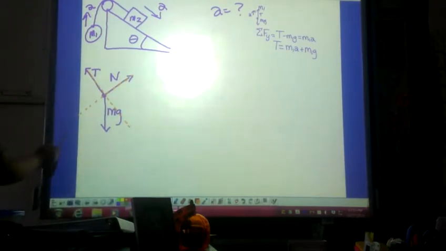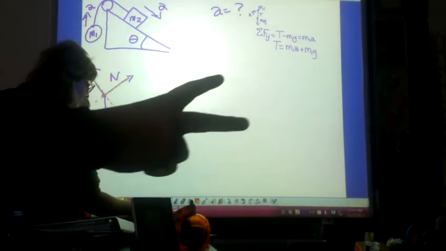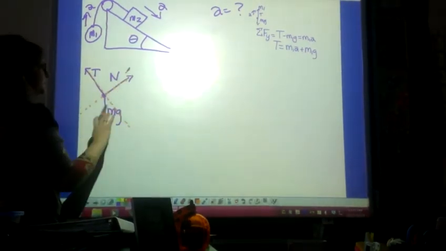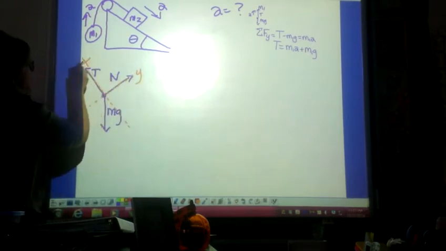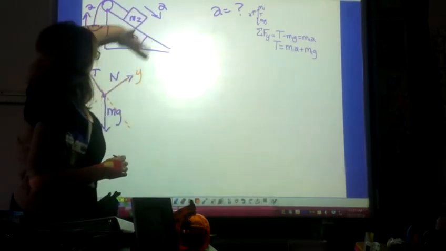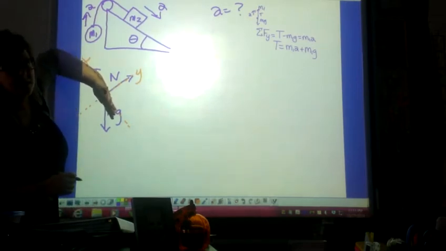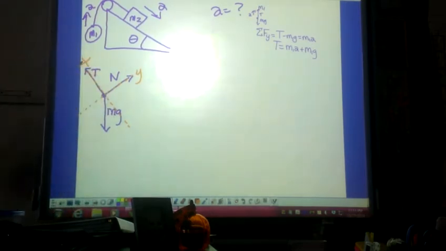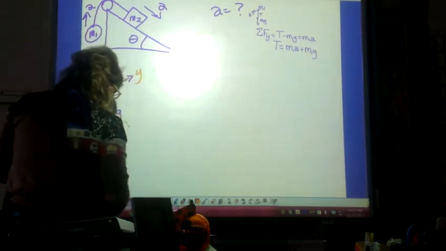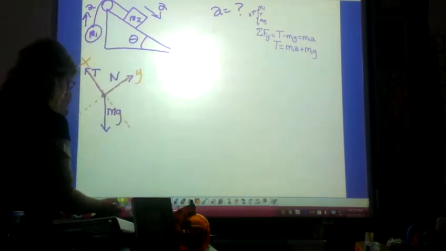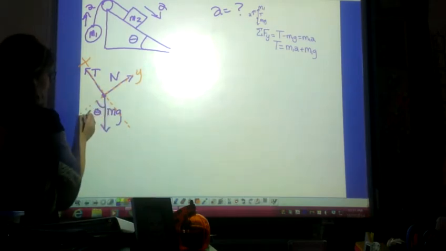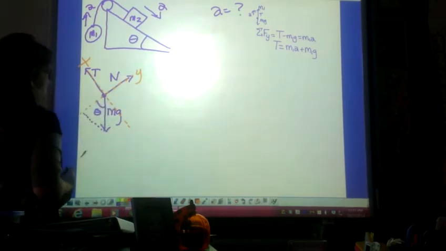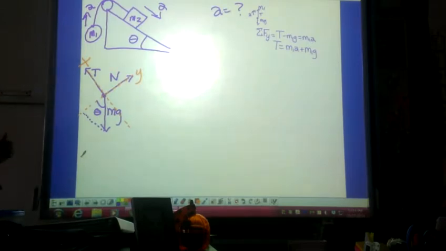Woo! Okay, so now that I have done that, I want to say which one is my x, which one is my y. Here's my y. Tension will be along the x. It's moving this way, so it should make sense then that this is going to be my x-axis. Okay? We're going to break up the weight into components. So here's theta. So there's my forces. That's my free body.